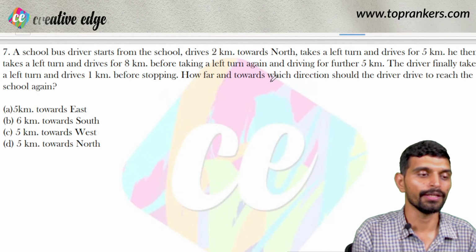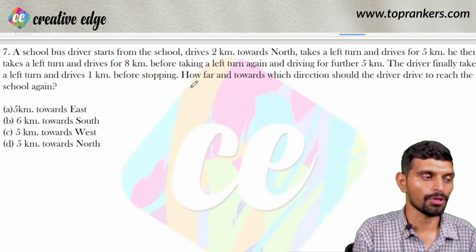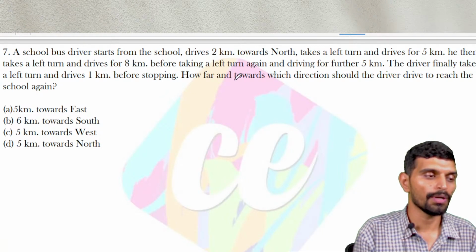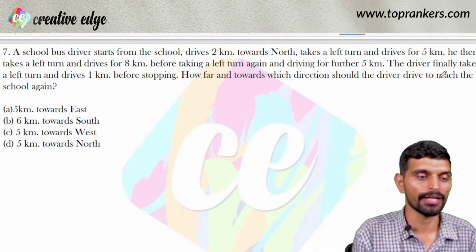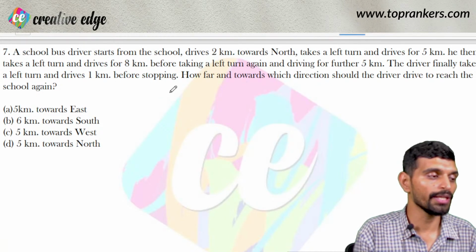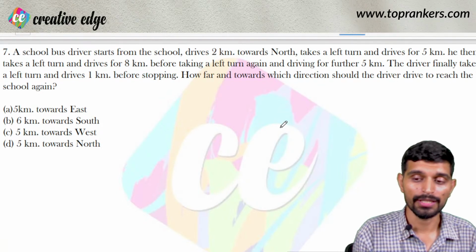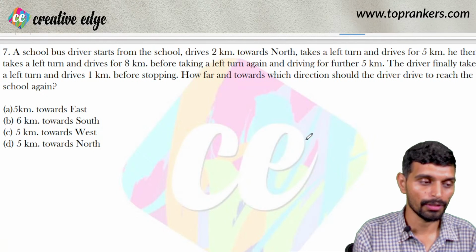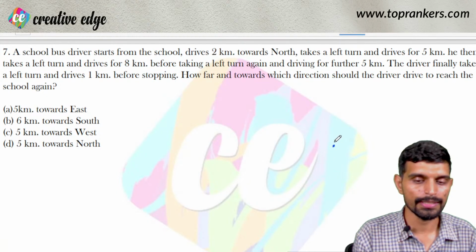The driver finally takes a left turn and drives 1 km before stopping. So how far and towards which direction should the driver drive to reach the school again? Be careful. There is quite enough data here, so you can commit an error easily.